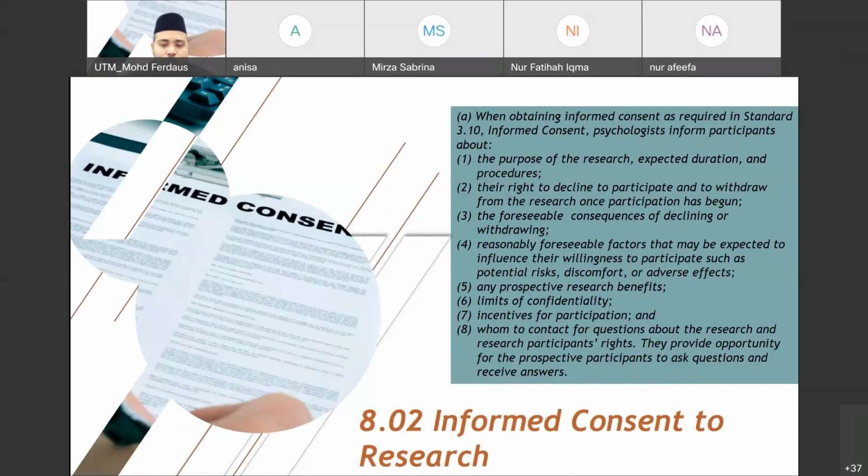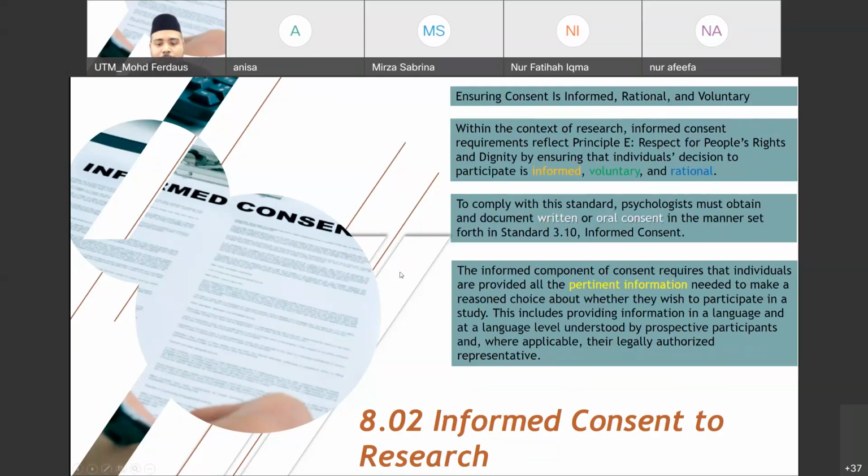They provide an opportunity for the prospective participant to ask questions and receive answers. We also need to provide our contact numbers, emails, or usually people don't give a phone number, but if you have to, it's okay. Why? Because if they have any concerns regarding our study, our survey, our interview, our experiment, they can ask for clarification, they can ask for information. So this is basically the second standard under research and publication.